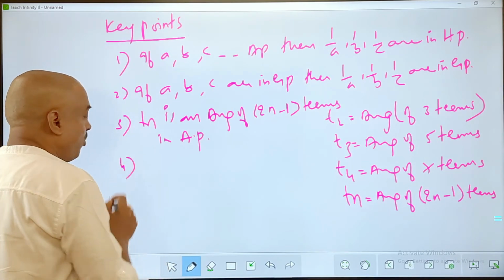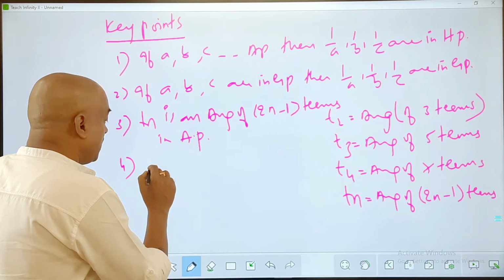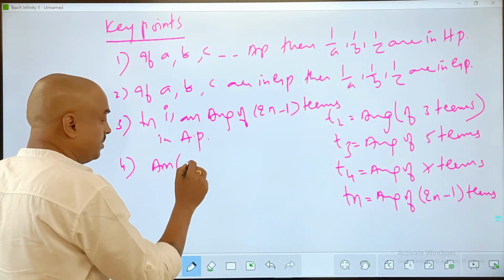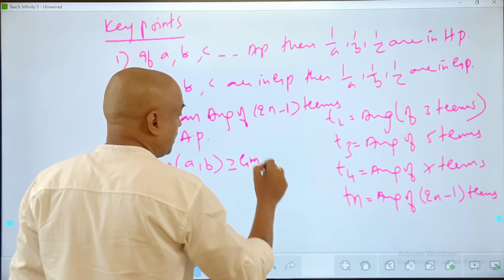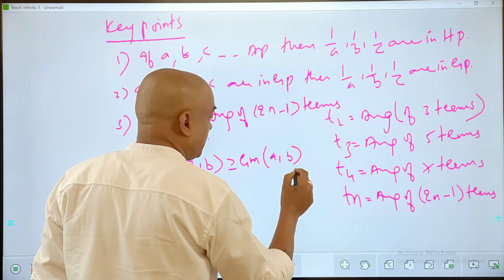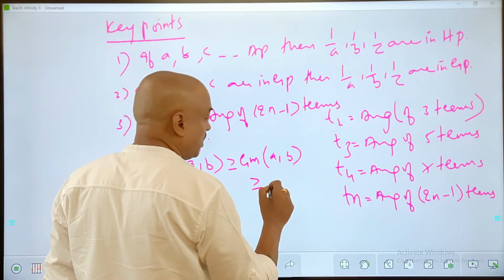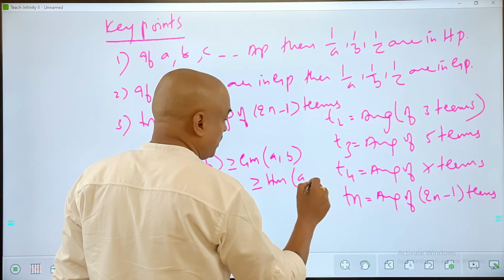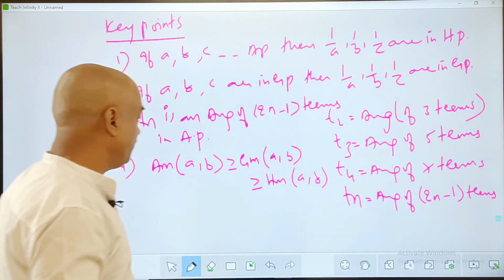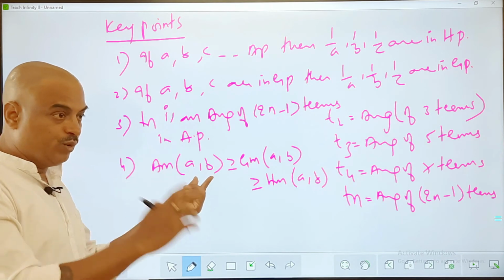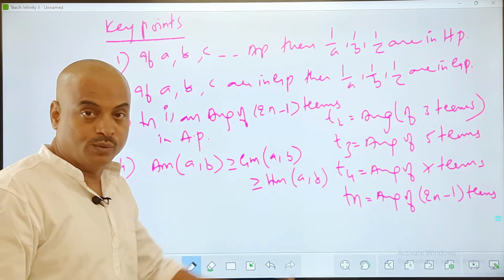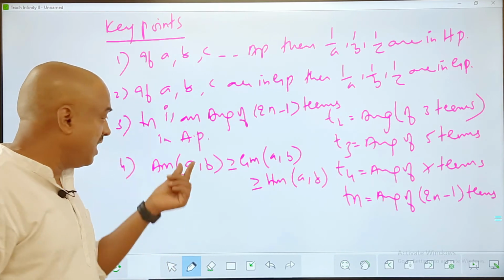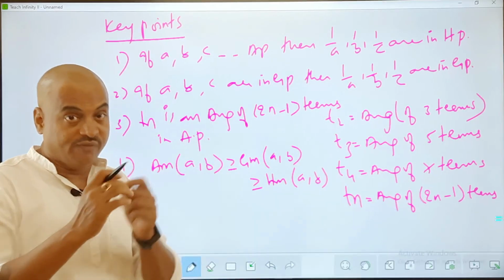Point number 4. Here, AM of two numbers, A and B, will be definitely greater than or equal to GM of two numbers, A and B, which will be again greater than or equal to HM of two numbers, A and B. And the two numbers have to be same in all three cases, then we'll find this.